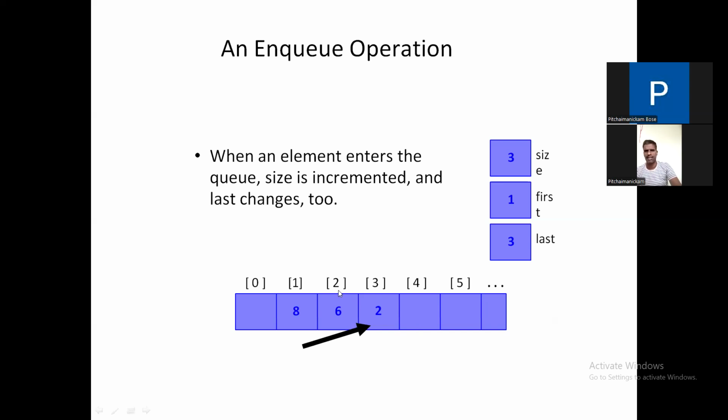Considering this example, I want to insert one new element, 2. Insertion is possible at the end of the queue only, not at the front. So we check whether the queue is full or not. The queue is not full; there is some space. No problem. After that, we retrieve the next position of the location and store the information. This is the way we insert an element in this queue.